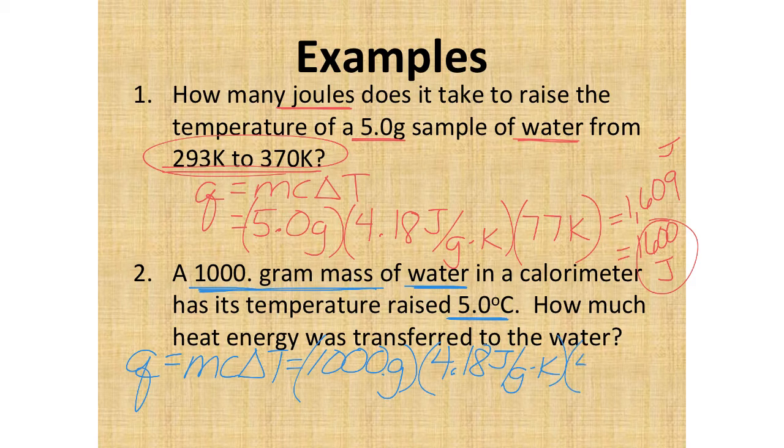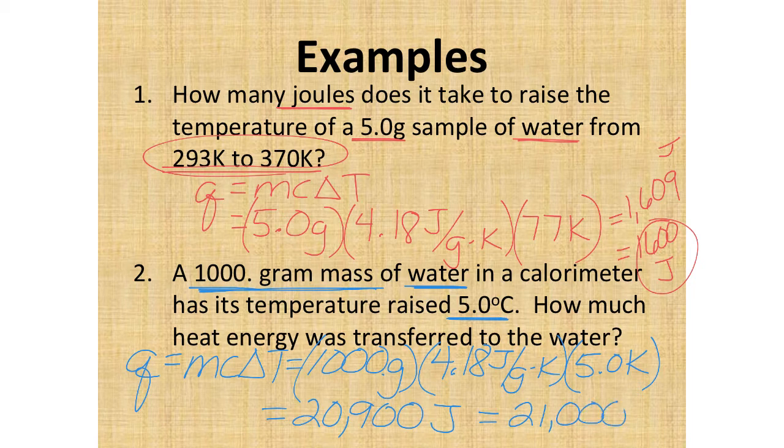And my change in temperature is 5. Remember, a change in Celsius is equivalent to the change in Kelvin. So we have 1,000 times 4.18 times 5, and that gives us 20,900 joules. We only want two significant figures, so that would round to 21,000 joules.